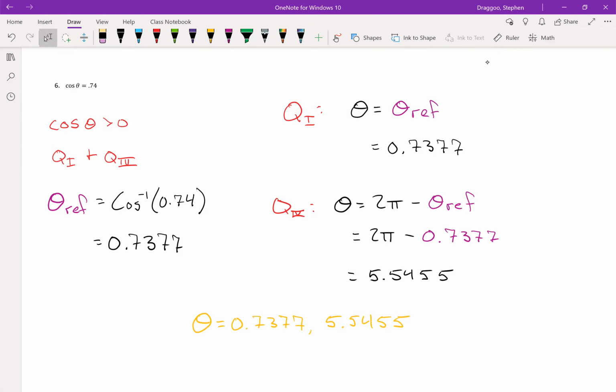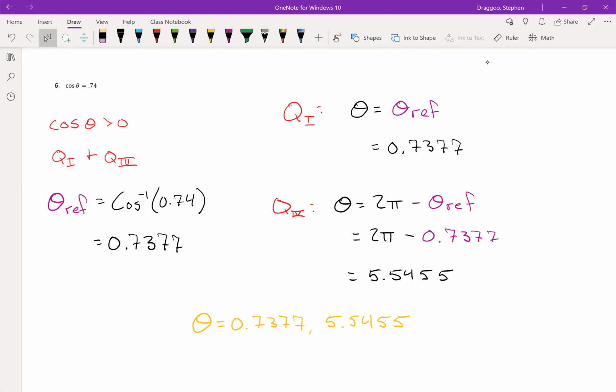So starting with some of the stuff we've already been talking about, I know that cosine theta is greater than 0, right? Because it's equal to positive 0.74. So I want the quadrants where cosine is positive, which are 1 and 4. Cool. So we're just going to set those aside and go get the reference angle. That reference angle should be the cosine inverse of 0.74. And if we plug that into a calculator in radian mode this time, because we're looking for solutions between 0 and 2 pi, I end up with 0.7377 if I round to the 4th decimal place.